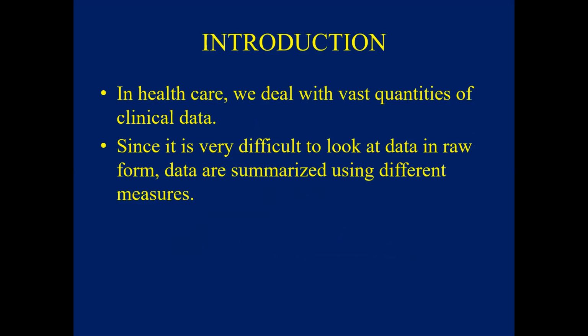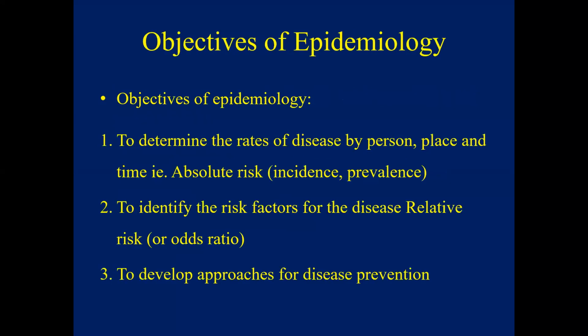As we know, in healthcare, we deal with a vast quantity of clinical data, and it is very difficult to look at the data in a raw form. So usually we summarize the data, and we have seen in the last few classes how different measures of summarization like mean, median, and mode are applied. Apart from these, when we come to epidemiological data, there are some commonly used measures which give you an idea about the magnitude of the disease, the distribution or the frequency of the disease. So let's look at those measures in this class.